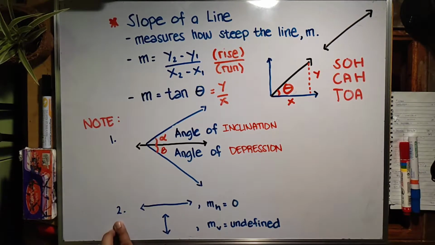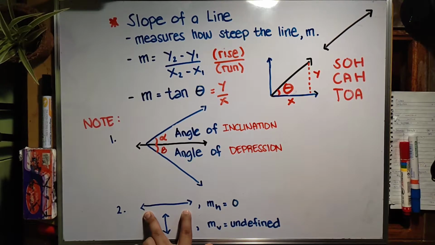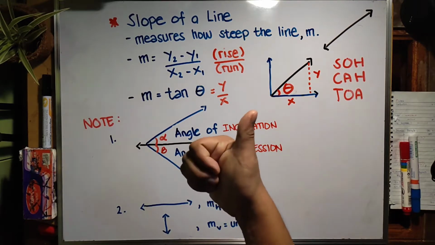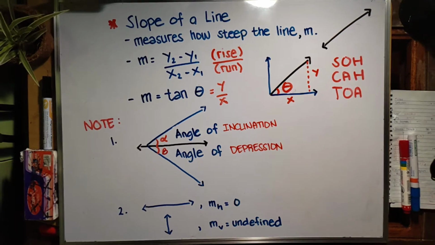Okay, how about this? If we have a horizontal line, automatically the slope is 0, and if we have a vertical line, the slope is undefined. Automatic yan. Take note of that. Okay?